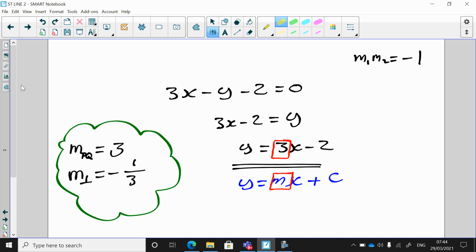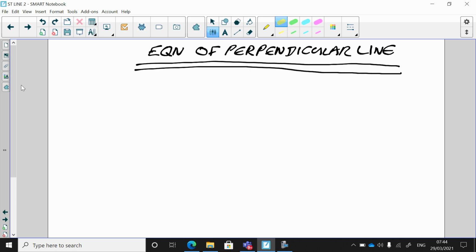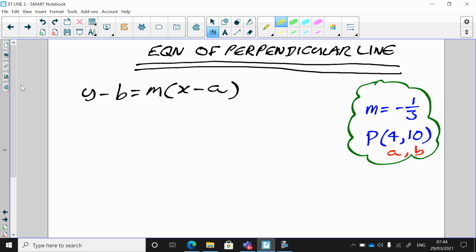Right, so here I'm just giving you a little check here. So gradient of one line times the gradient of another, because they're perpendicular, they're equal to negative 1. So I'm just showing you that 3 times negative a third is negative 1 there. So that's just one little check here. Okay, so the equation of our perpendicular line, we know the gradient is negative a third now, and we do know the coordinates of the point that it's going through. It's definitely going through the point P.